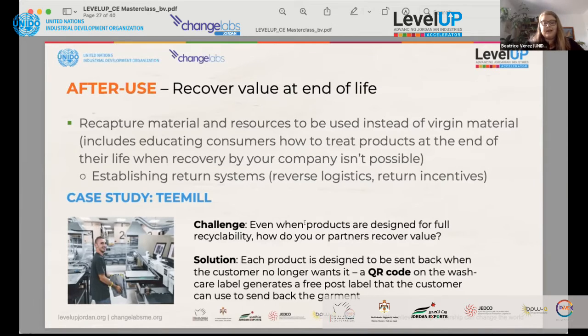So one example of this, which I found very interesting, is this company that creates t-shirts. Not only do they create products that are designed to be fully recyclable, but they also put a QR code on the labels of their products, so that when a customer no longer wants to use a product and would go to dispose of it, they can scan the QR code and it generates a free post label, so that the customer can then send the garment back to T-Mill. So that's just one way of where you see the interface between technology and circular economy. And here they're trying to make it as easy as possible for their consumer to return the products.